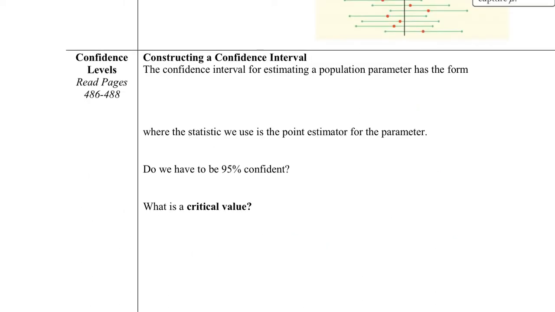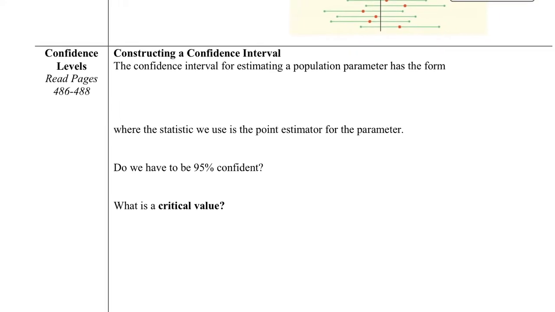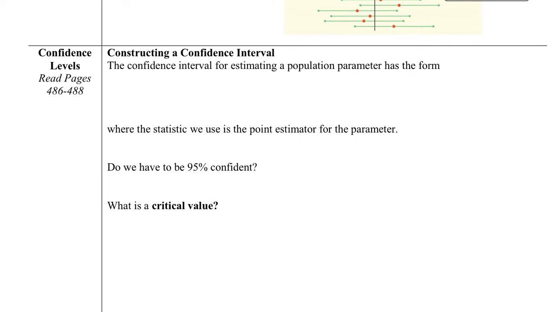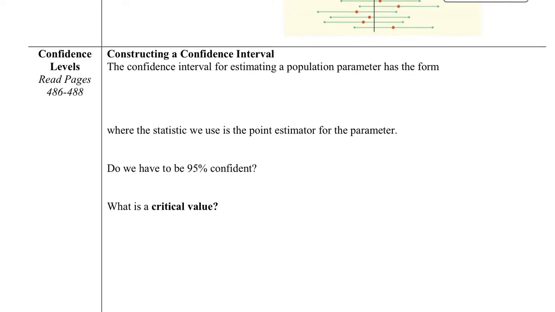The first part of this lesson was all about interpreting a confidence interval, and now we're going to start looking at how to actually create or construct one. So you'll need some math here. It's not a lot of math, but you will need some, and we'll put it all together. So the confidence interval for estimating a population parameter has this form.